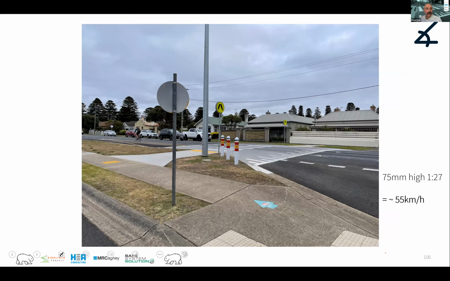Now here's another bus route, and they were worried about it. They've gone to this, and they've gone 75 mil high to a 1 in 27. So what's that? 2 meter ramp length. Now that's got, like, vehicles are fast, and know this one, that people really aren't slowing down.